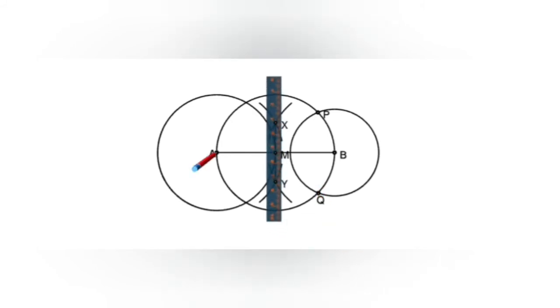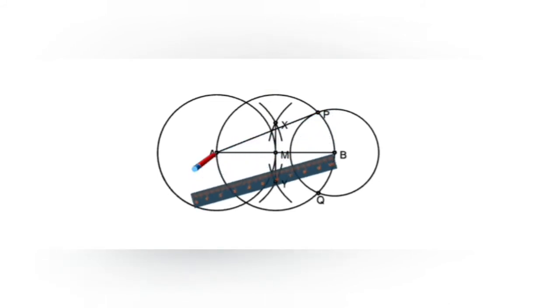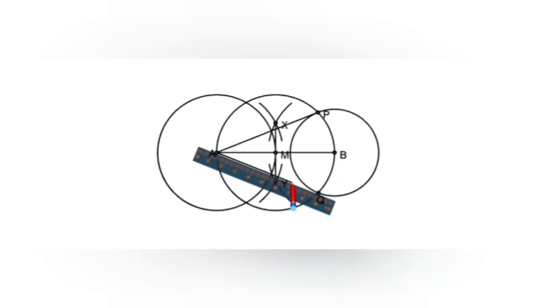and Q respectively. We will join AP, the joining of external point A to the point of contact, then external point A to point Q. AP and AQ are the two tangents from point A to the smaller circle.